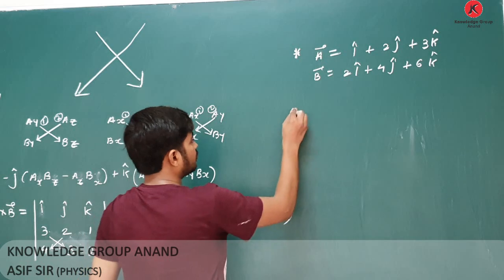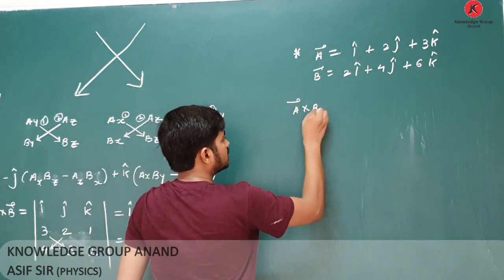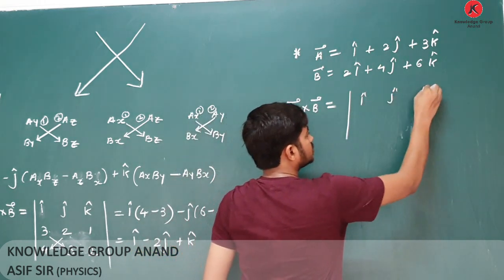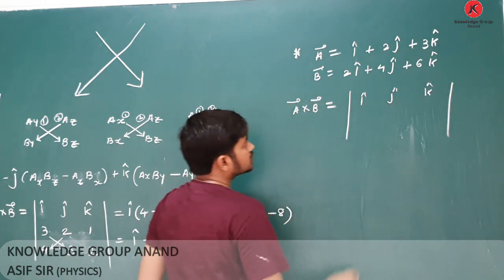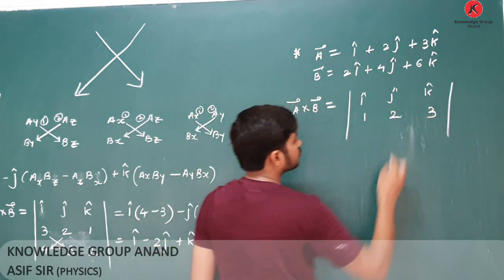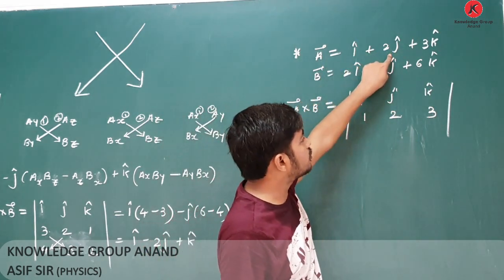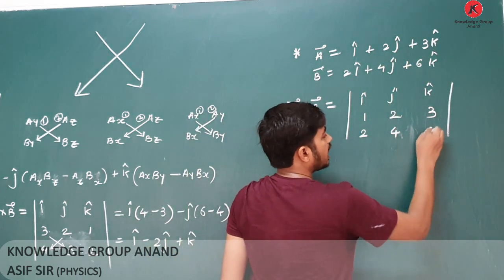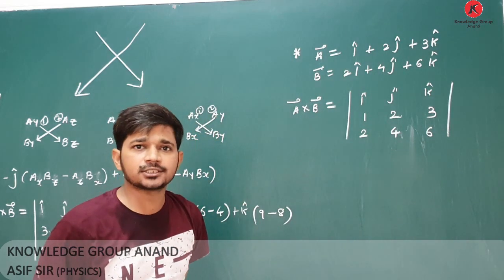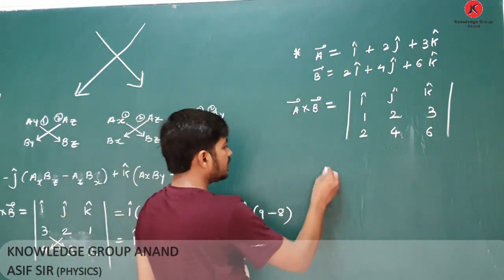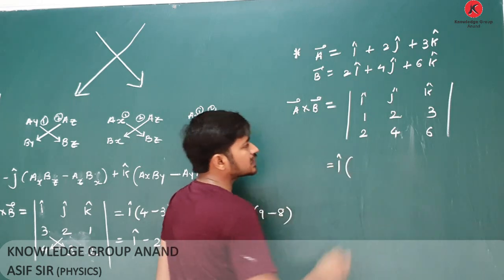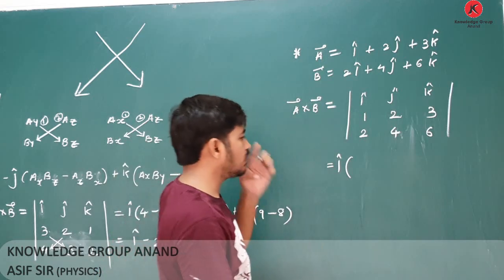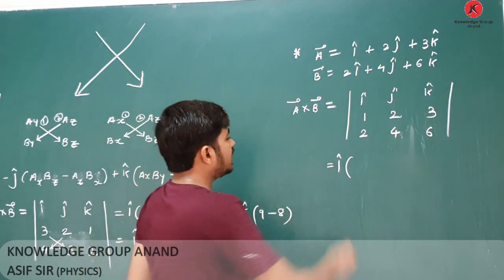Then how to find A cross B? A cross B is equal to, first of all, determine the first row i, j, k. What is the second row? The second row is 1, 2 and here 3. Coefficient of i caret, coefficient of j, coefficient of k. For this it is 2, 4 and here it is 6. Clear about this? Now first of all write the i vector. Each and every time it is not necessary that you have to hide like this. You are students of 11, so you know how to do it. It is i caret.